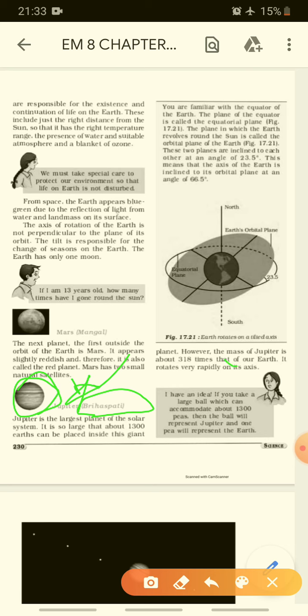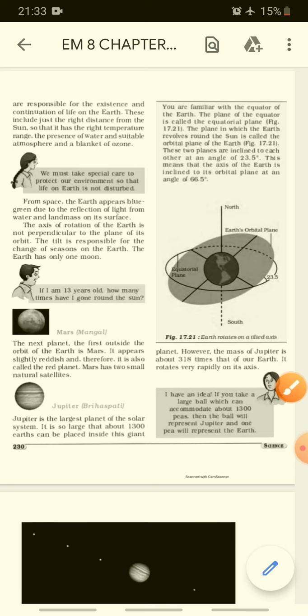However, the mass of Jupiter, mass is weight, is about 318 times that of the Earth. It rotates very rapidly on its own axis, so it moves very fast. So what are the points we discussed about Jupiter? First is that it is very large. About 1300 Earths can be placed inside this giant Jupiter. The third is the mass, that is the weight, is about 318 times that of our Earth, and it rotates so fast on its own axis.